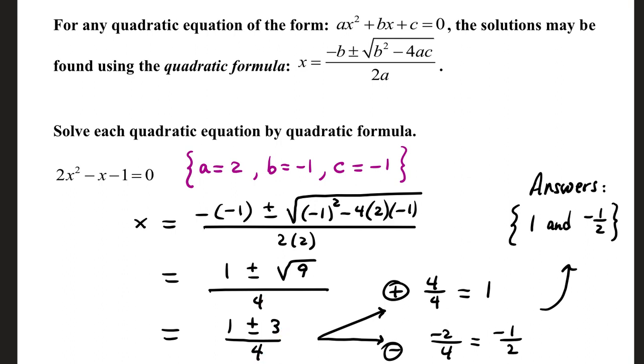When you add, 1 plus 3 is 4, divided by 4 is 1. When you subtract, 1 minus 3 is negative 2, over 4 is negative half. These are your two solutions. They're unique, and both of them will solve the quadratic equation.